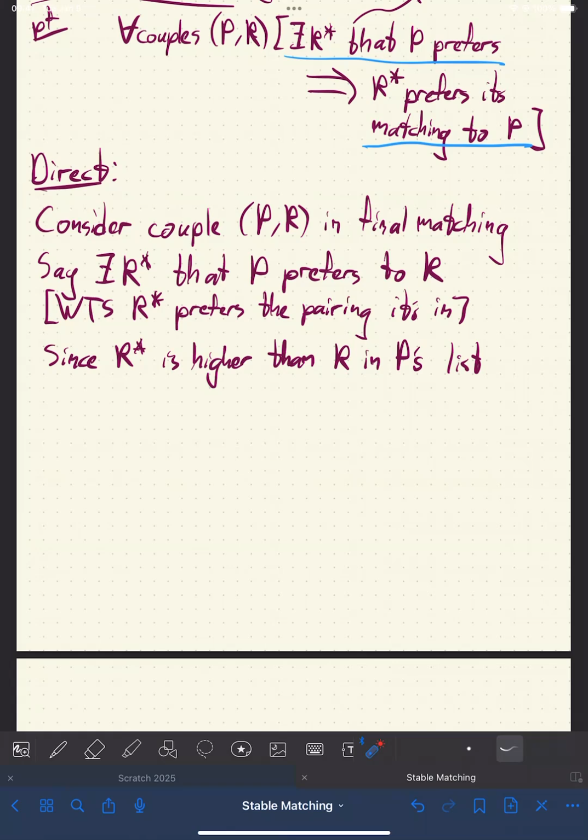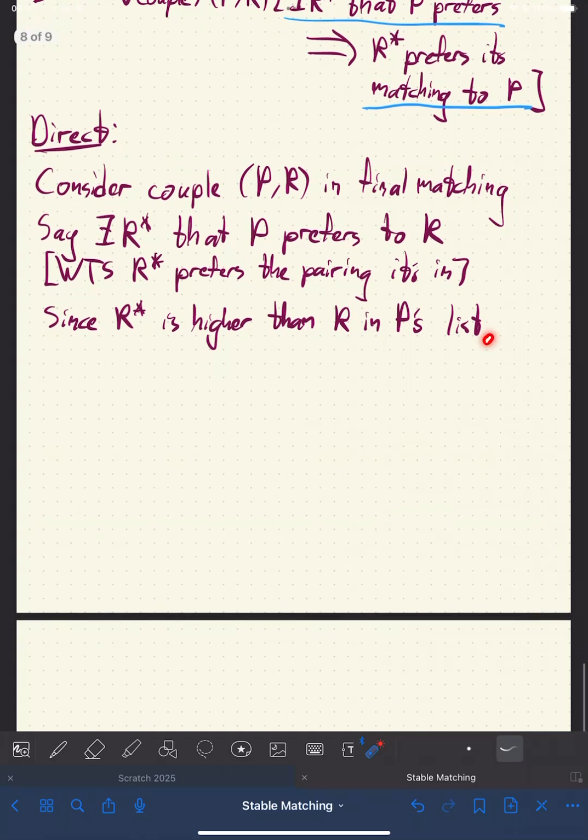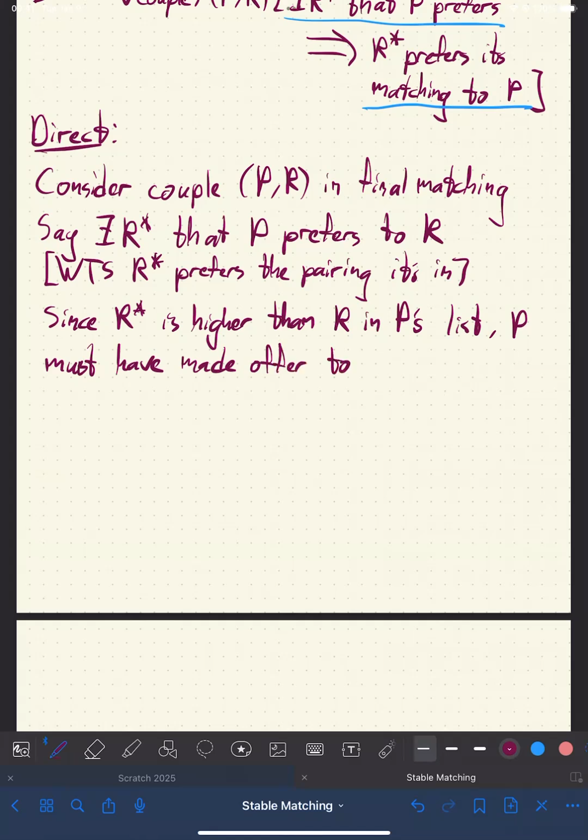So we know, since R star is higher than R in P's list, P must have made an offer to R star already, before it got to R. It wouldn't get to R without going through R star first. That's how the algorithm works. P works down its list, right? But that must mean R star must like its pairing more than P.